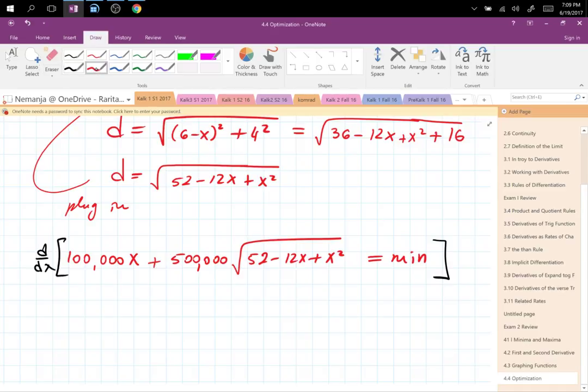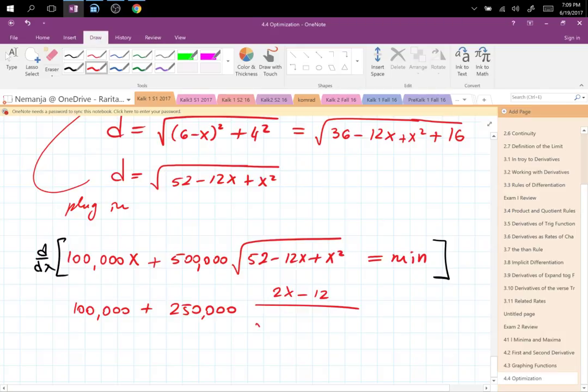Now we just need to see how much we are saving with this calculation. So what do I have? The derivative of 100,000x is just going to be 100,000, plus, and now we have to take the derivative of this. The square root is going to be 1 over 2 times the square root, which cuts this into 250 times, sorry, the derivative on the top is 2x minus 12, over the square root of 52 minus 12x plus x squared, equals 0.